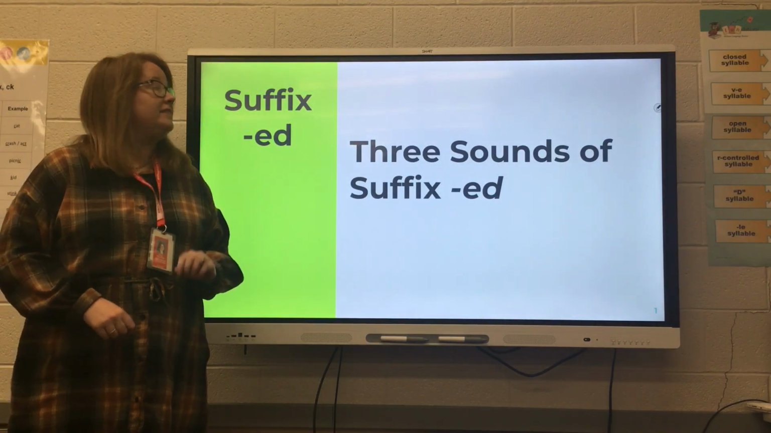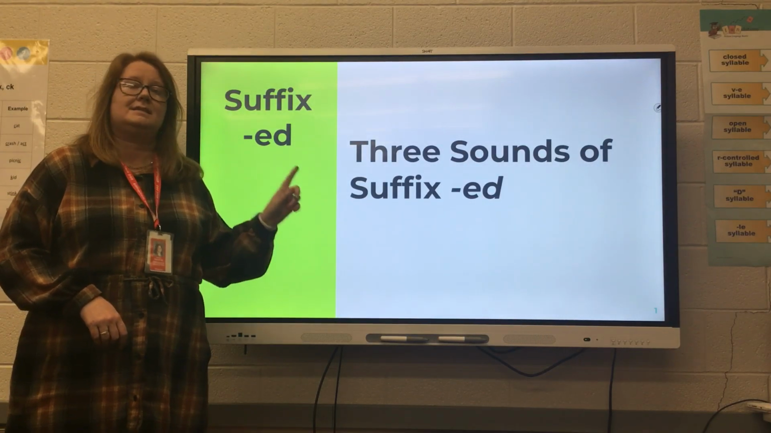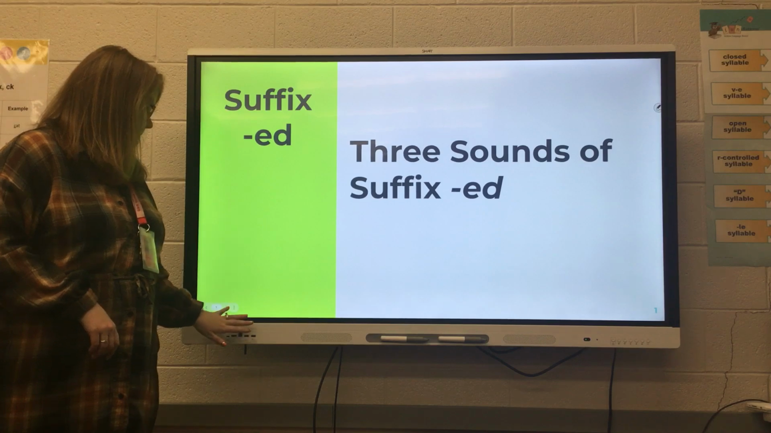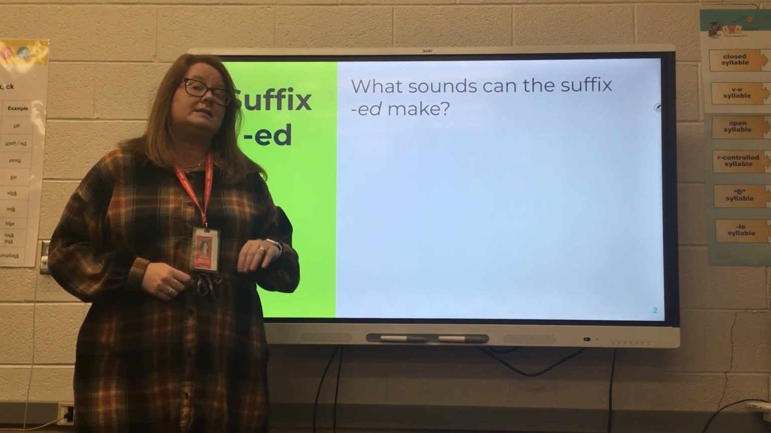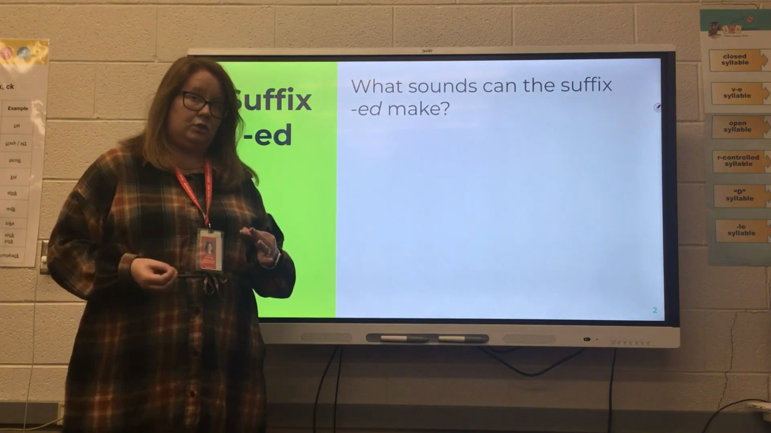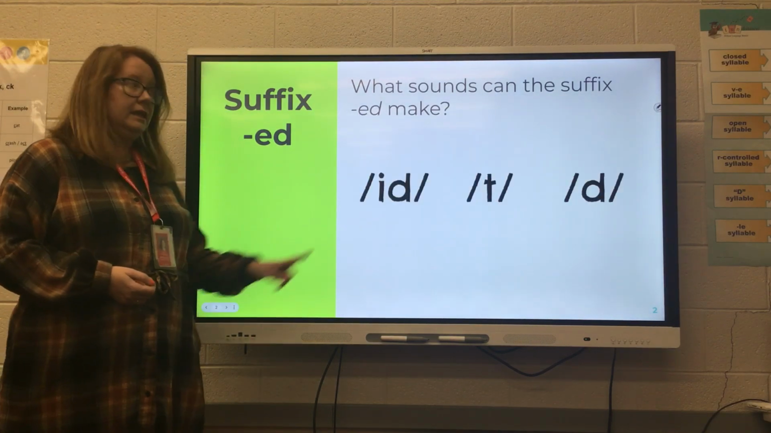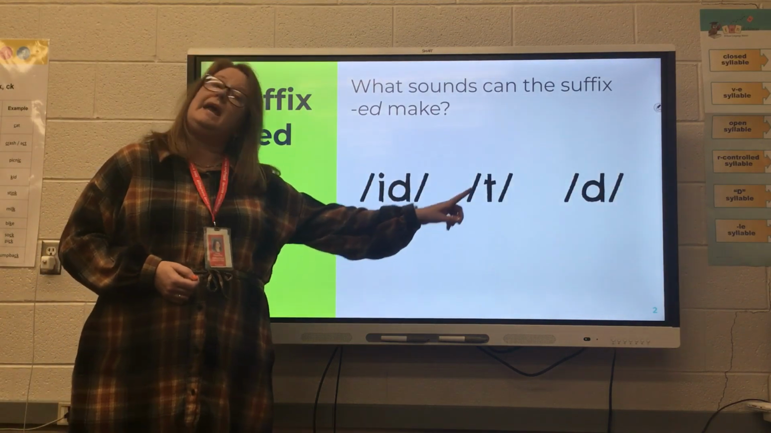Today's lesson is on the sounds of the suffix ed. So, there are 3 different ways to make the sound for ed. Do you know what they are? Id, t, and d.